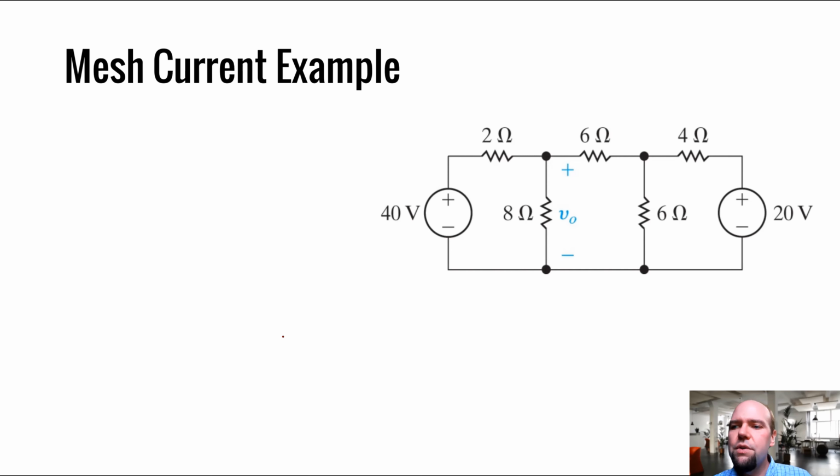Okay, let's do this circuit here. Doing this circuit, we're going to label our essential meshes. We'll call this one I1, call this one I2. I always do clockwise meshes like this. And what's the benefit of clockwise meshes?